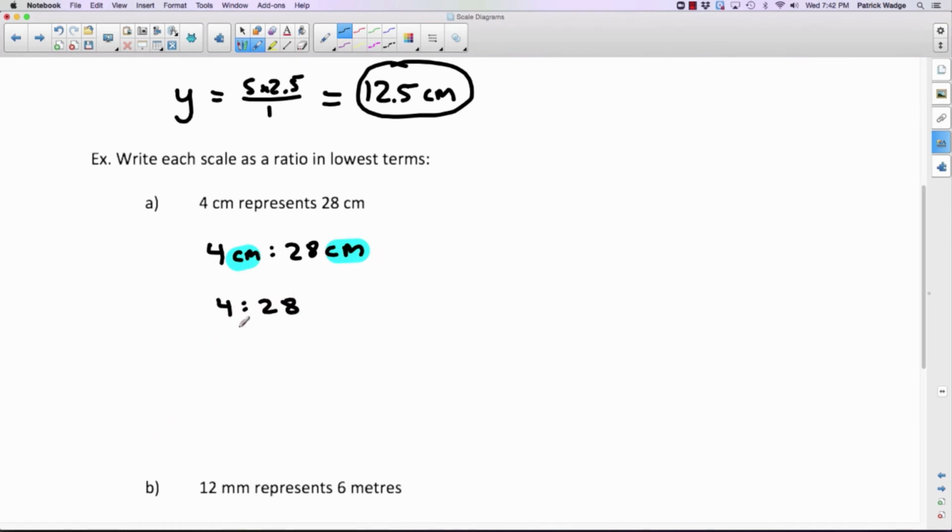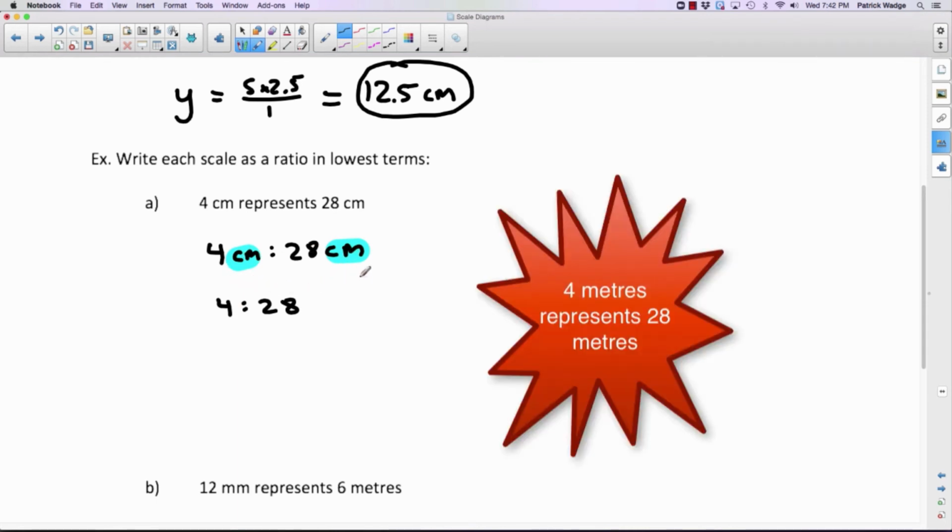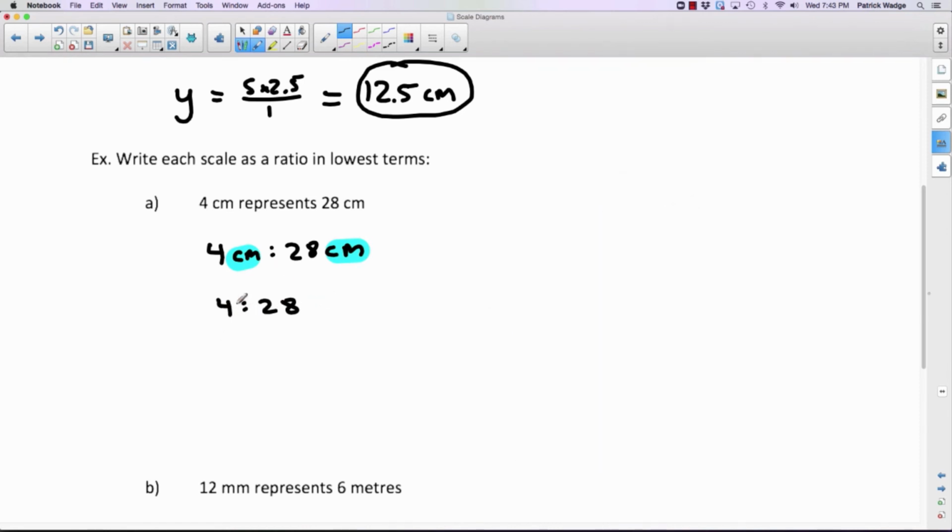So what this means is not only does 4 centimeters represent 28 centimeters, but 4 meters also represents 28 meters, and 4 kilometers represents 28 kilometers. So we can just put 4 to 28, and that'll show that 4 of any unit represents 28 of the same unit. So that's good. All right, so that was one step, get the same units.